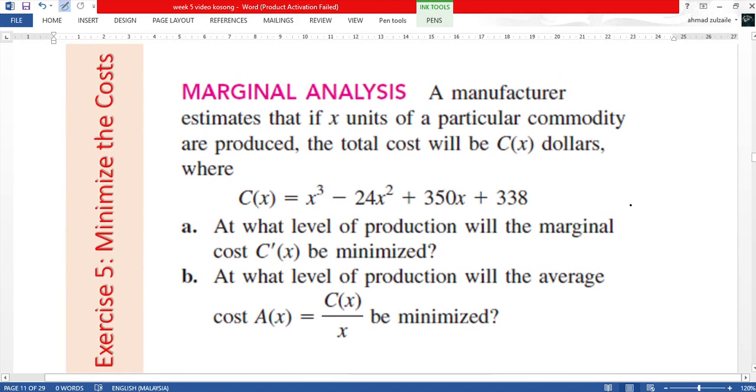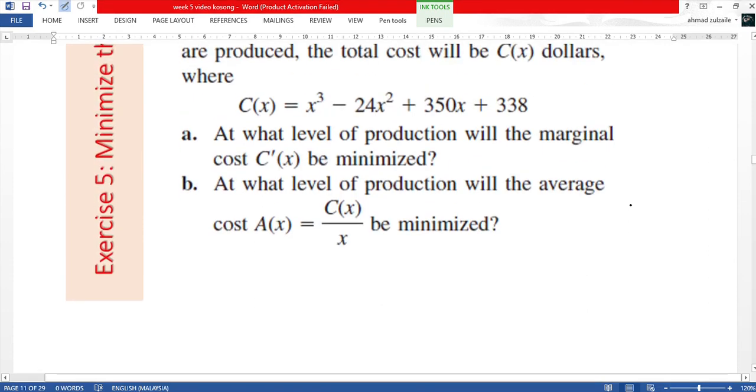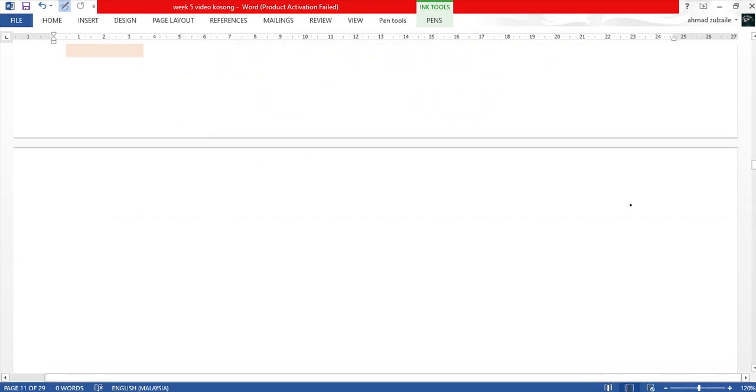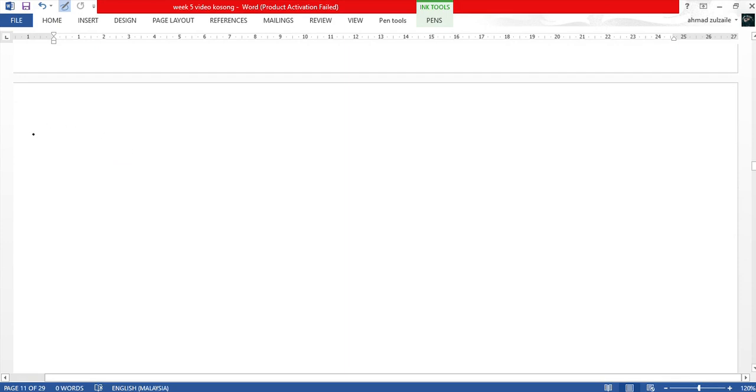Now, marginal analysis. A manufacturer estimates that if X units of a particular commodity are produced, the total cost will be Cx dollar, where Cx is this equation A. At what level of production will the marginal cost, which is C prime x, be minimized? Okay. B. At what level of production will the average cost, which is Ax, Cx over x, be minimized? Okay, let's do question lah. Okay, let's take a look. Let's solve for question A. Question A.